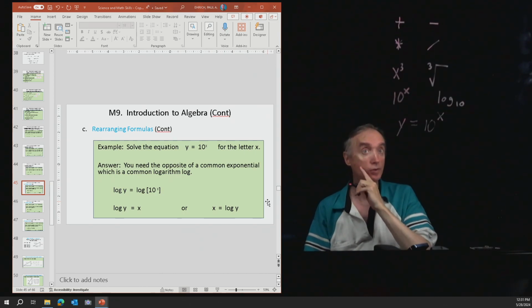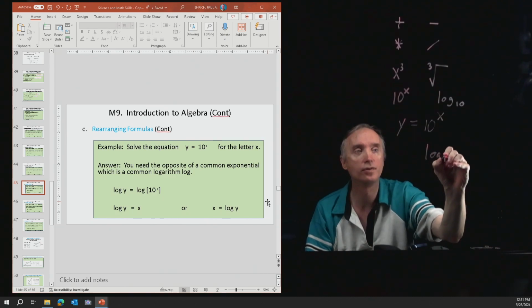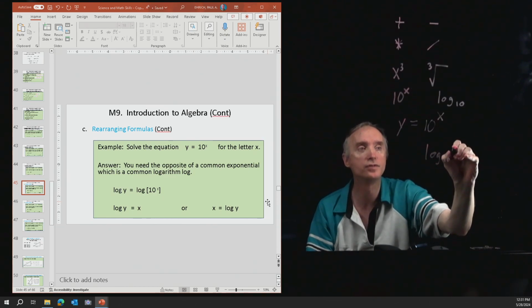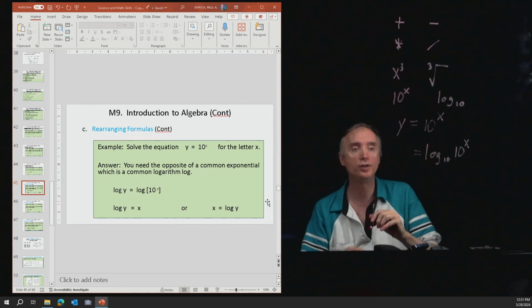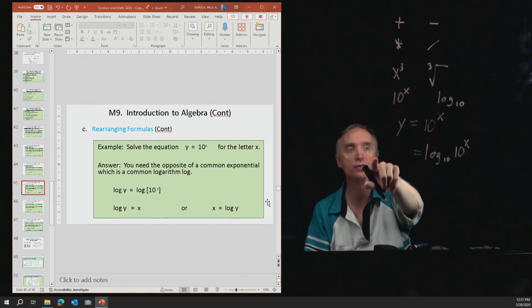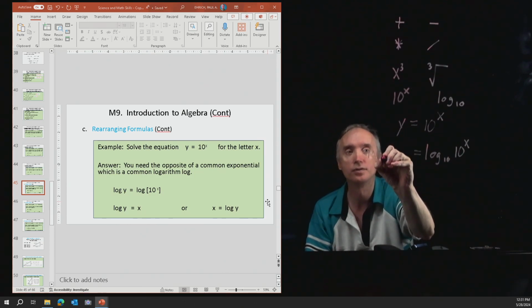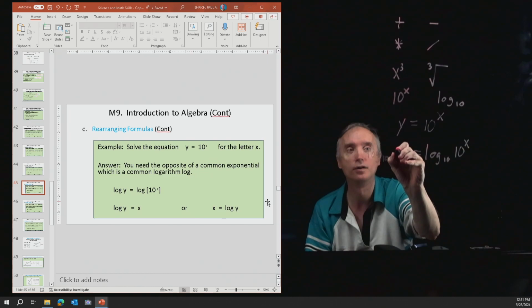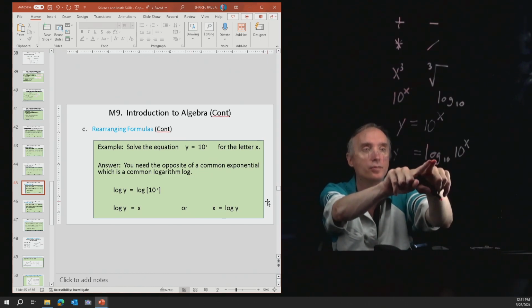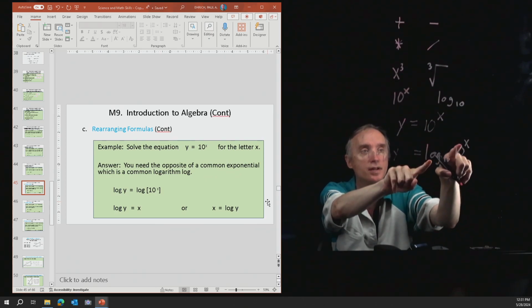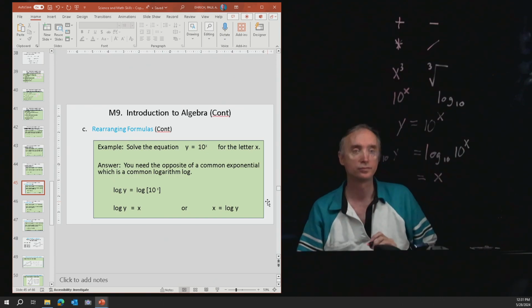So we're going to take a logarithm to the base 10 of 10 raised to the x power, and whatever we do to one side, we have to do to the other side. So this is going to be the logarithm to the base 10 of y. And then what's going to happen is this logarithm is going to cancel that 10, and you're just going to be left with an x.